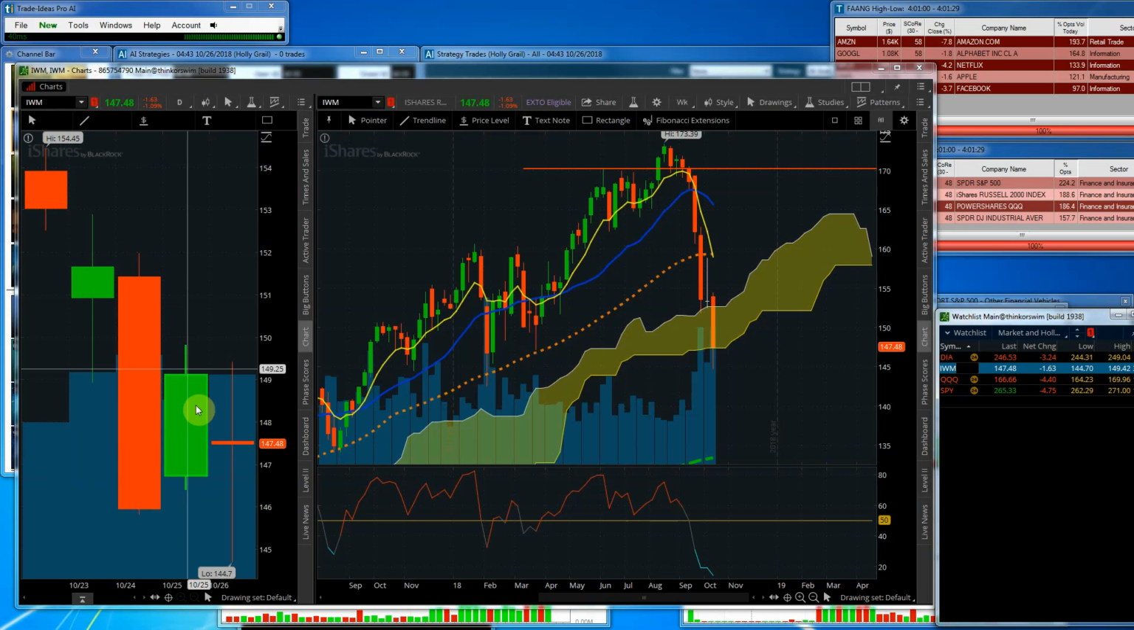The IWM here, you can see for the week, the volatility we had, a couple attempts at recovery, a doji candle today, but still closed down from yesterday's close, and the weekly on the IWM is looking very, very bearish.